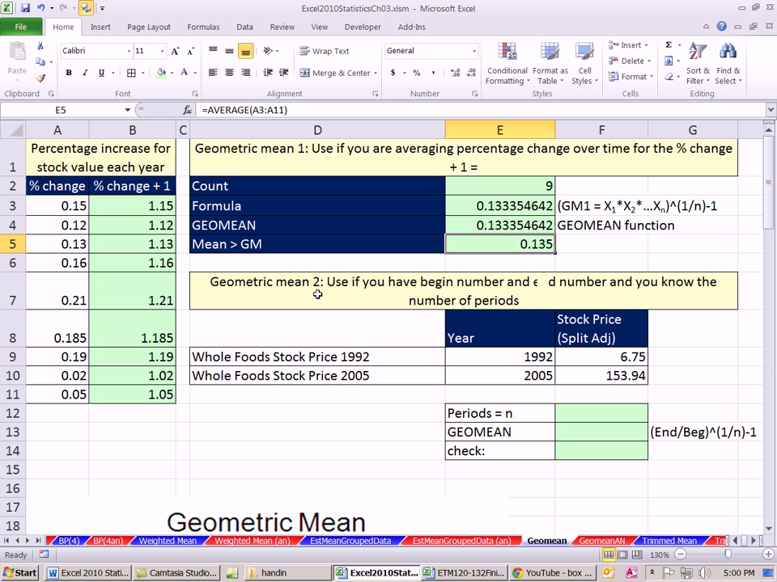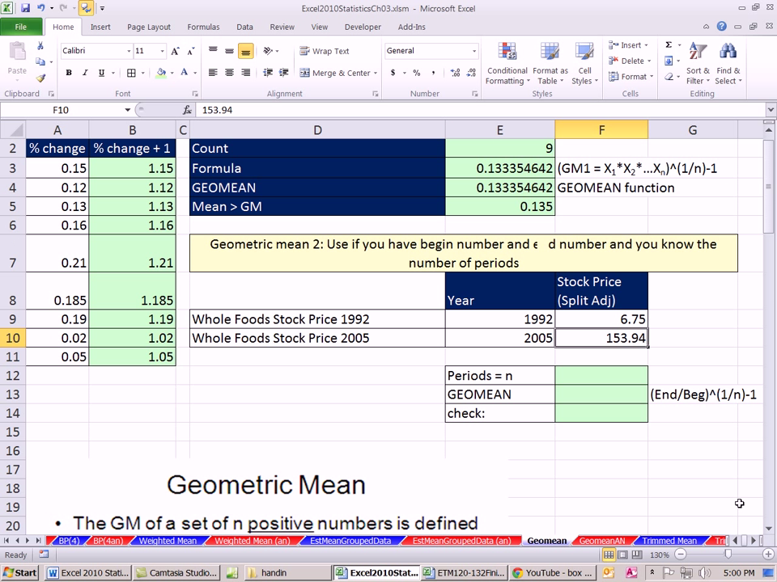The second geometric formula is related but slightly different. This formula can be used when you know the beginning amount and ending amount and the number of periods. So this is Whole Foods stock price in 92 and in 2005. And what I'd like is the average compounding rate per period. All right? So first, I need to calculate the periods.